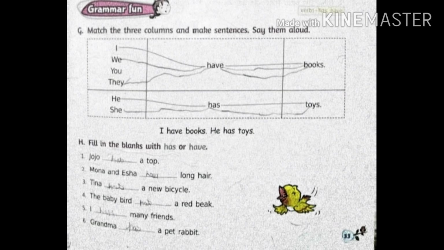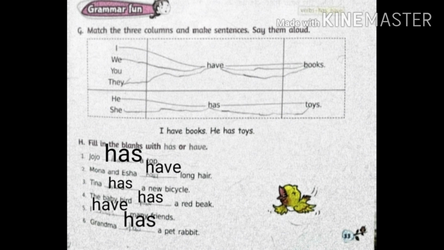Now the next exercise is fill in the blanks with has or have. It means that you have to fill the blanks with the word has or have. Now the first sentence is Jojo dash a top. The answer is has. Jojo has a top. The next one is Mona and Isha dash long hair. The answer is have. Mona and Isha have long hair. Next is Tina dash a new cycle. The answer is has. Tina has a new bicycle.